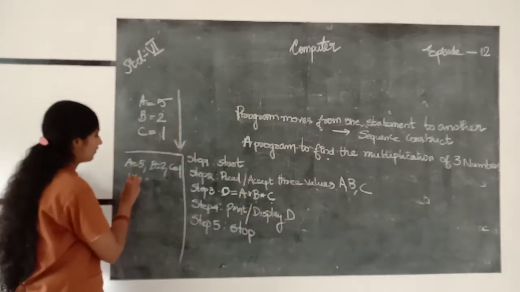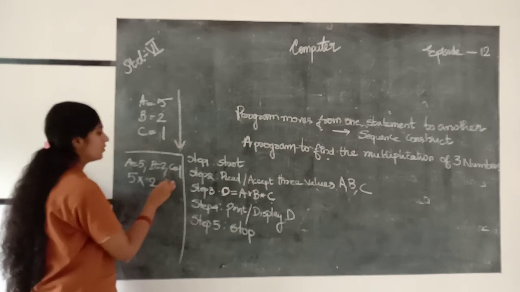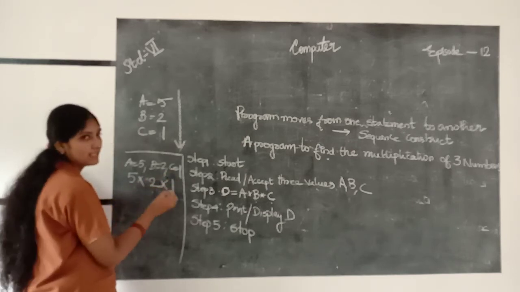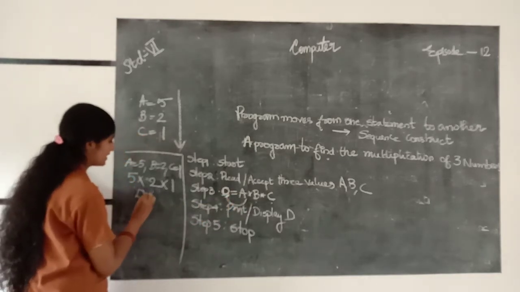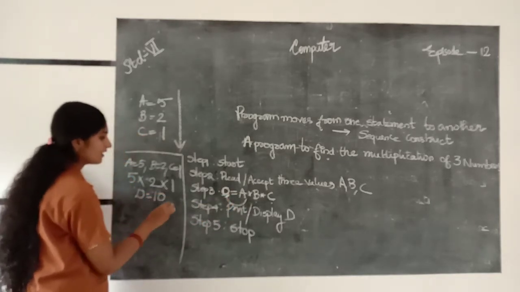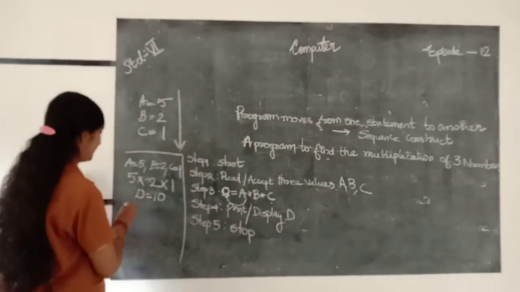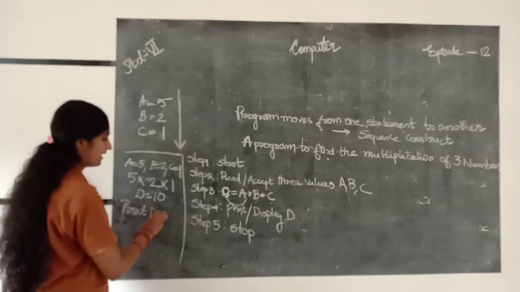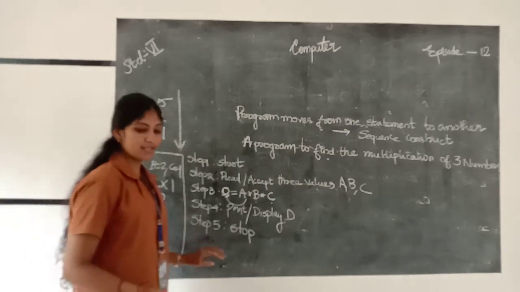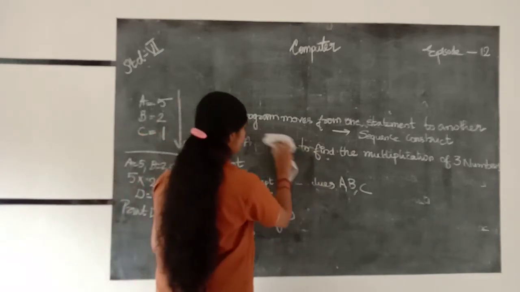So A means 5, 5 into B means 2 into 1, 5 into 2 into 1, 10. Then it is stored in letter D, so D is equal to 10. Then step 4, print or display D. That is the fourth step, print value D. Then step 5, stop. So what will be our flowchart using this instruction?